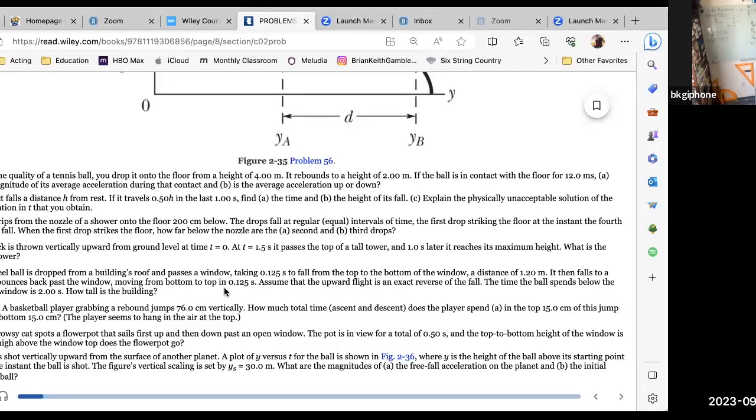A steel ball is dropped from a building's roof and passes a window, taking 0.125 seconds to fall from the top to the bottom of the window, a distance of 1.20 meters. It then falls to the sidewalk and bounces back past the window, moving from the bottom to the top in 0.125 seconds. Right there, I know that it's an ideal case because it's implying that the impulse force that the ball makes when it comes in contact with the ground basically doesn't do any work on the ball or take any energy out of it.